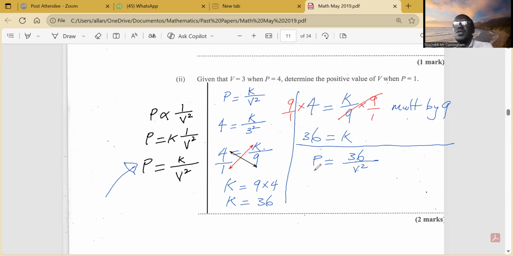Now, for the next half of the question, calculate the value of v when p is 1, sorry. Where did I get 9 from? P is 1. So I'm going to put 1 equals 36 over v squared. I can cross multiply again, so I'll have v squared equals 36. Anybody lost?